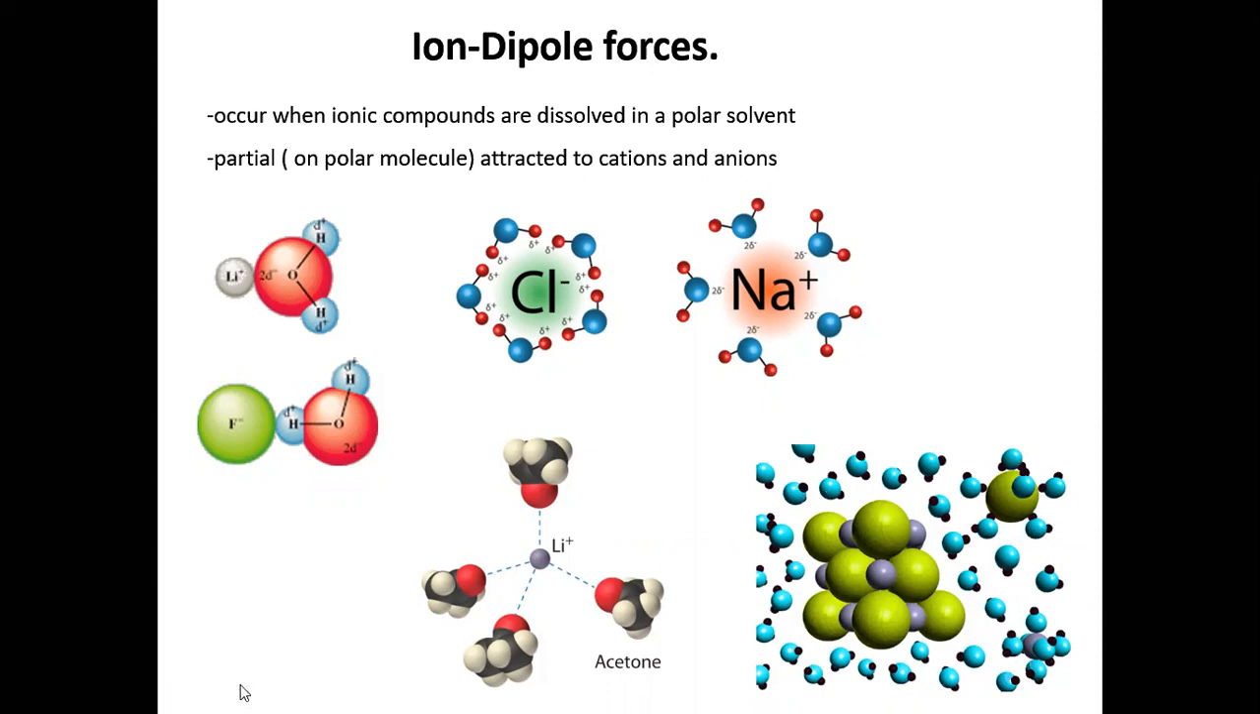So for example, as we said earlier with chloride and sodium, the chloride is attracted to the positive ends of the water molecule and the sodium is attracted to the negative ends. Likewise with lithium ion, it's attracted to the negative ends and it forms tetrahedral geometry with the water molecules. And in this case, we're using acetone here. So it doesn't have to be water per se, it has to be a polar solvent. That's the main thing. Now water works the best, but any polar solvent will work.